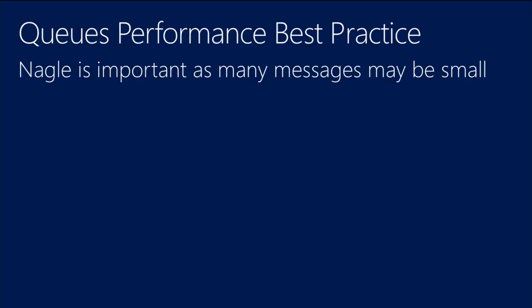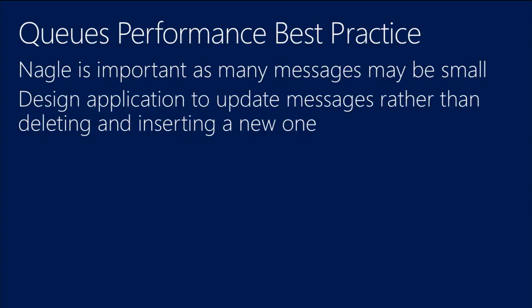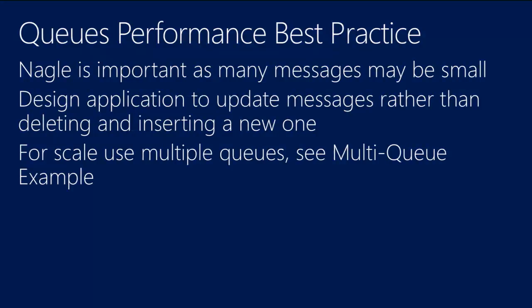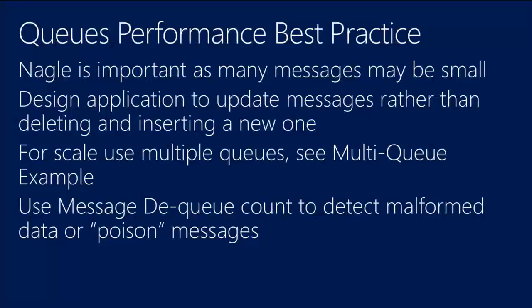All right. Queues: Nagle is important because a lot of messages are very small. You'll basically say, here's the URI for a blob that needs to be processed, things like that, so consider that. Design your application to update a message, if possible, rather than deleting and inserting a new one. This also helps with the scalability targets for a given queue. And then for scale, use multiple queues. We have a multi-queue example and some code there. If you need above 2,000 entities a second, you need to use multiple queues. There's different strategies on how to do that, which we'll cover.